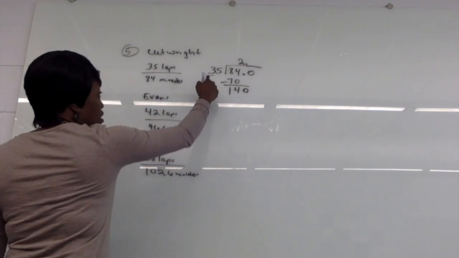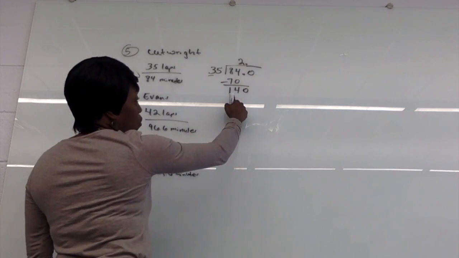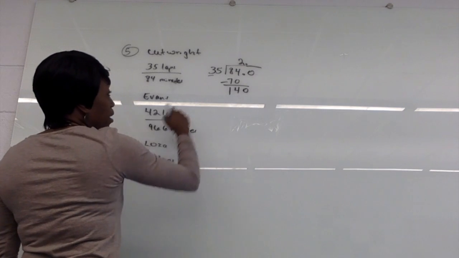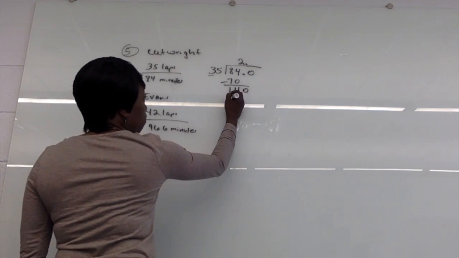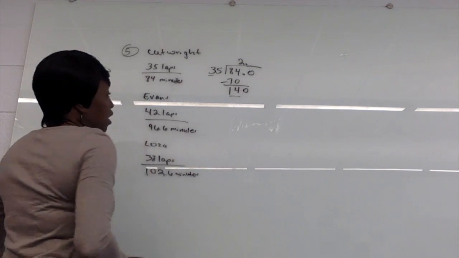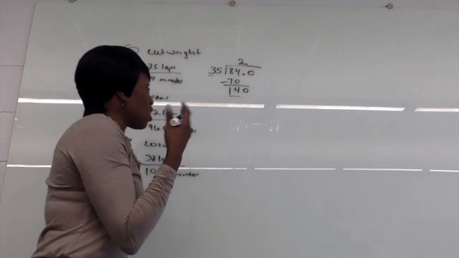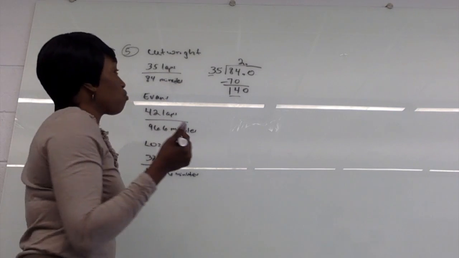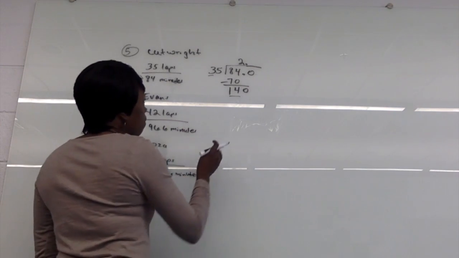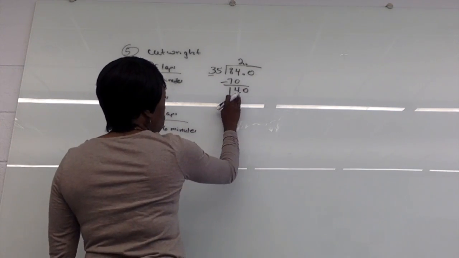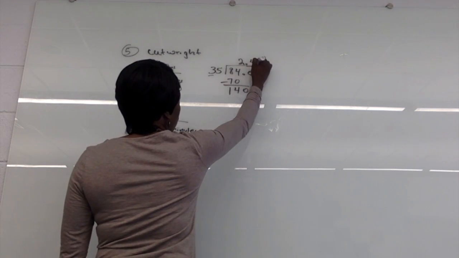Now I have 35 into 140. Once again, I'm going to look at my 3 here, but I'm going to compare it with my 14 now. And I know 3 times 4 gives me 12, so that's going to help me out. I'm going to try that with 35 and 4. So I'm going to put my 4 here.